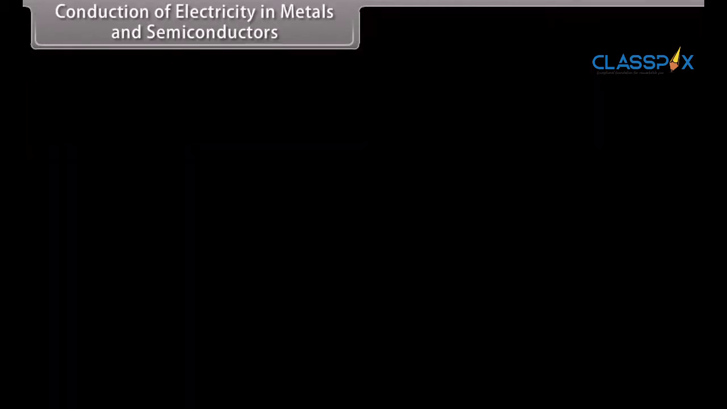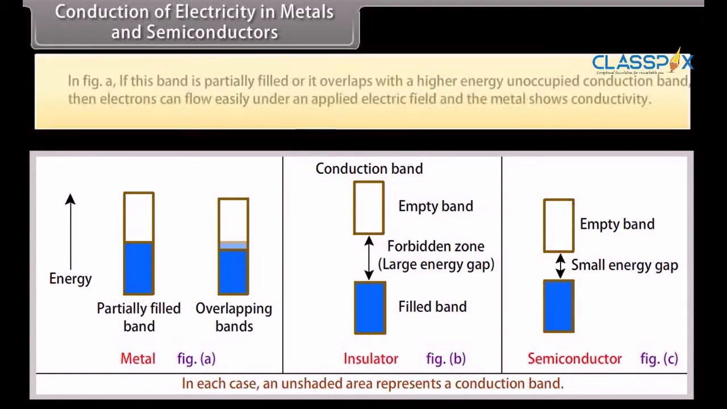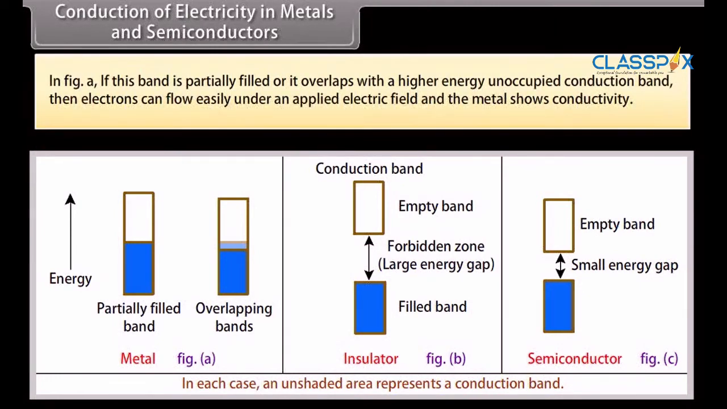Conduction of electricity in metals and semiconductors. The conductivity of metals depends upon the number of valence electrons available per atom. The atomic orbitals of metal atoms form molecular orbitals which are so close in energy to each other as to form a band. In figure A, if this band is partially filled, or it overlaps with a higher energy unoccupied conduction band, then electrons can flow easily under an applied electrical field and the metal shows conductivity.